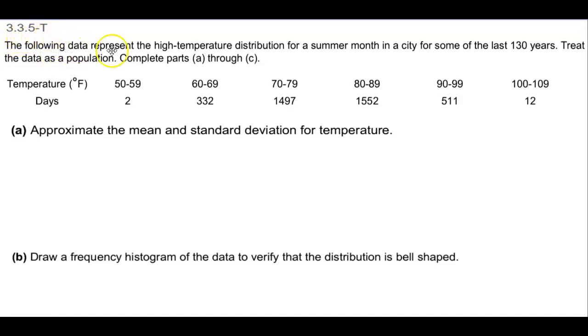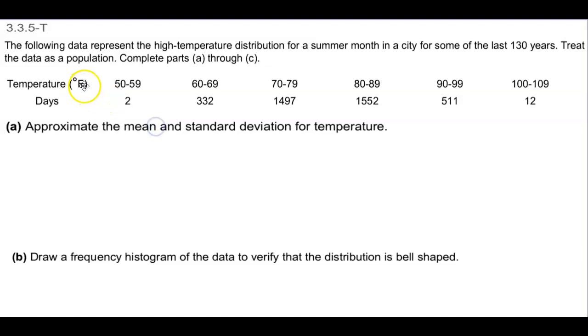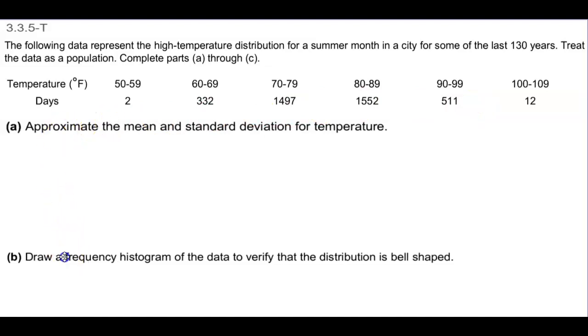3.3.5-T. The following data represent the high temperature distribution for a summer month in a city for some of the last 130 years. We want to treat the data as a population. We're going to complete parts A through C. So here is the temperature. So we have 50 to 59, 60 to 69, and so on, all the way to 100 to 109. And then the days, 2, 332, this is the frequency. We want to be able to approximate the mean and standard deviation.